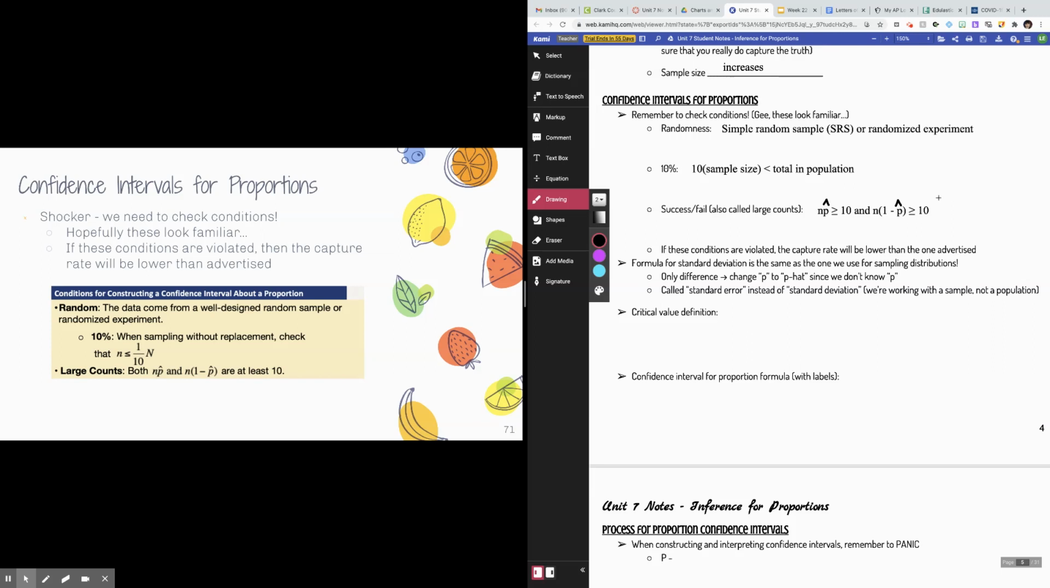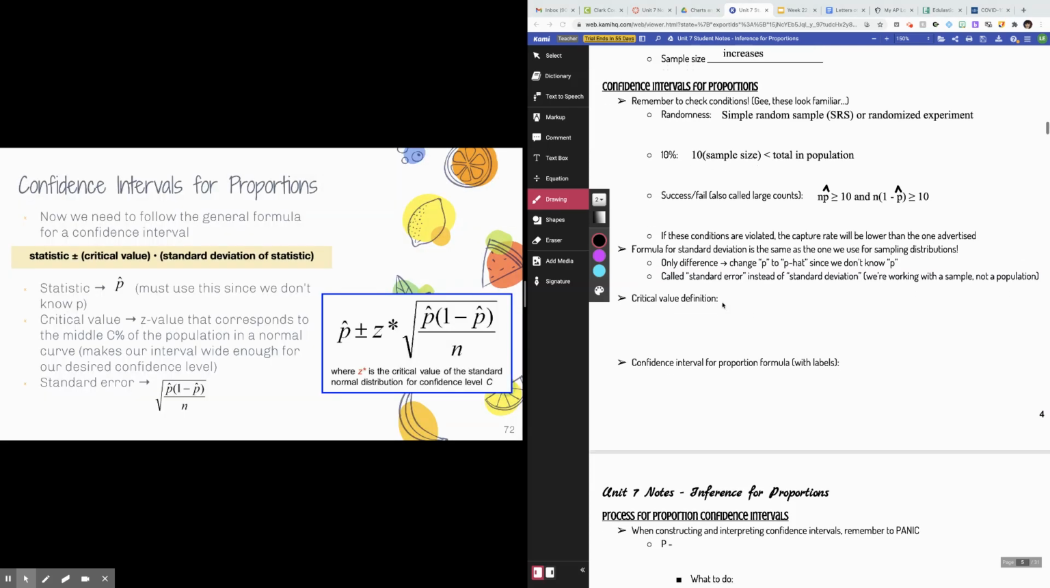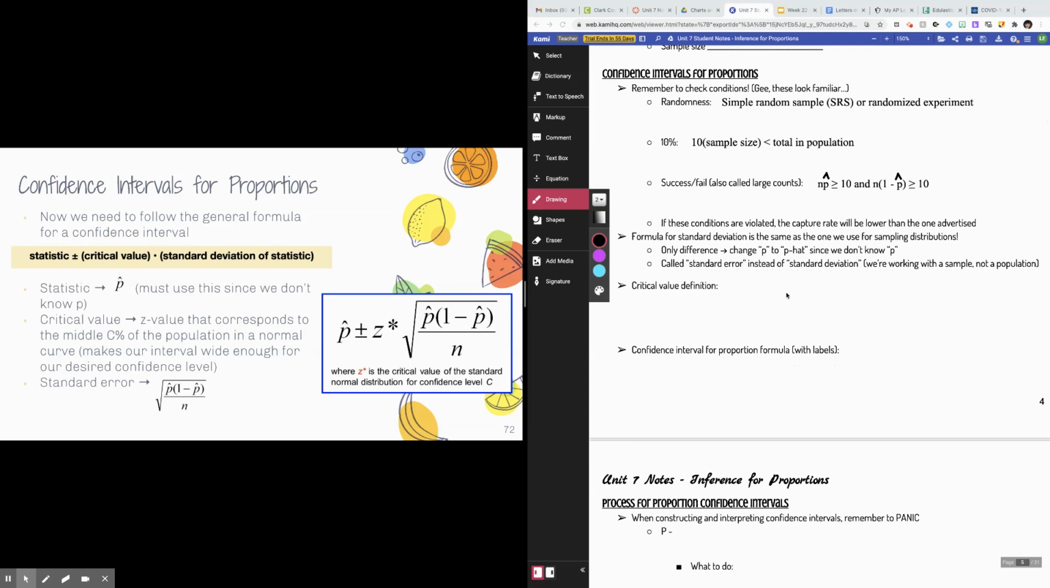If these conditions are violated, we can still go on with the problem. It's just that the capture rate, meaning your confidence level, will be lower than what is advertised. But typically, especially with free response questions that deal with confidence intervals, your conditions will be satisfied. You just have to make sure that you check them.